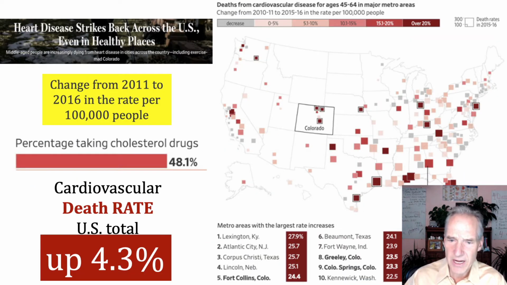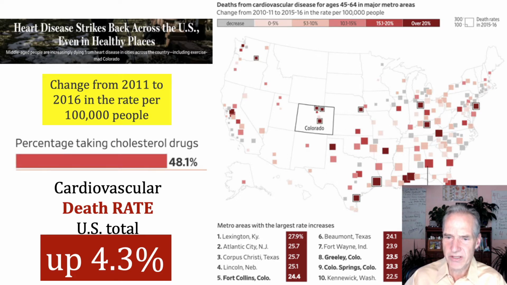And we're not getting better at this. We're getting worse. When you look at 2011 to 2016, mortality from cardiovascular disease, a chronic condition, has gone up by 4.3%. And this is despite the fact that we have a very large percent of the population on disease-mitigating medications like statin drugs for lowering cholesterol and blood pressure medications. So this is obviously not working to the level that we would hope.